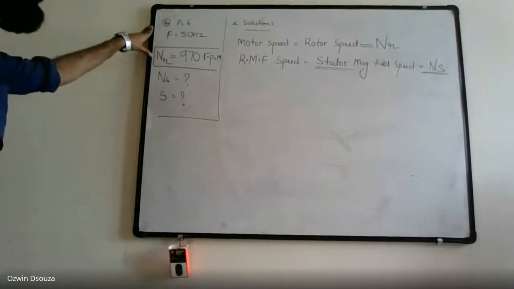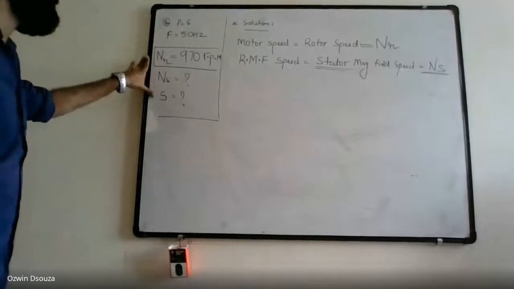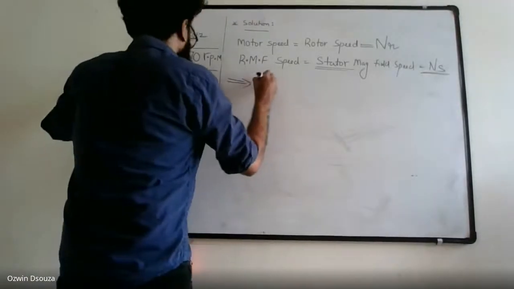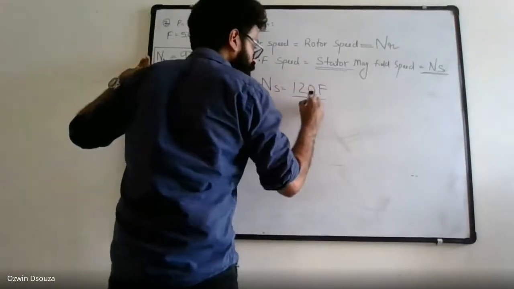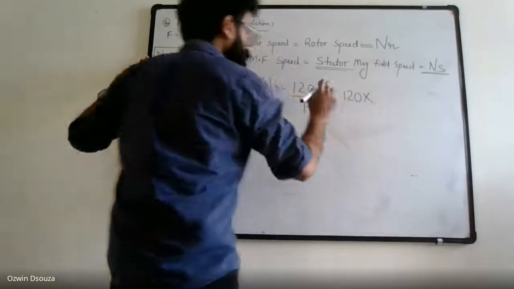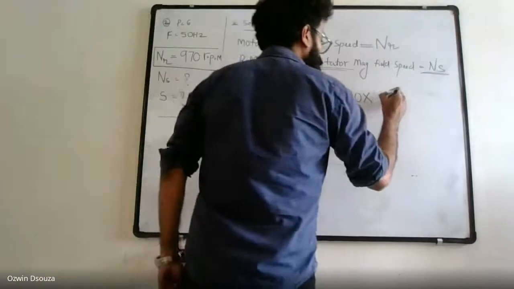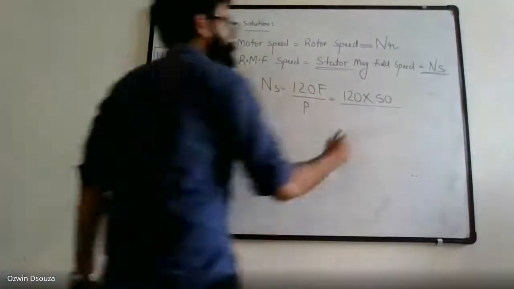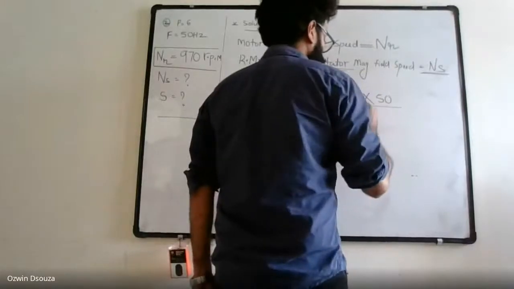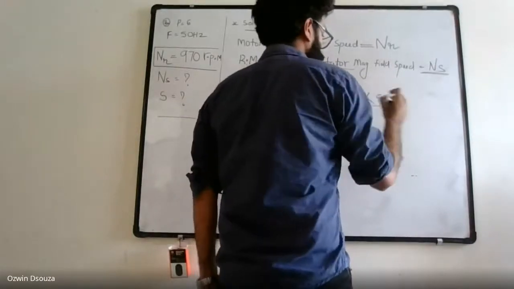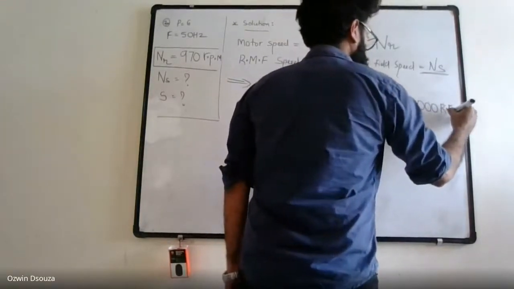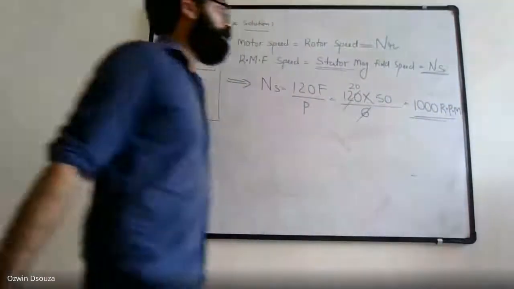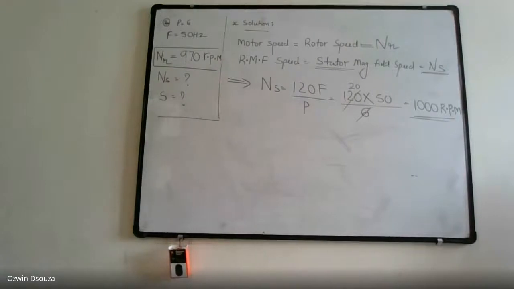So NR is given, and you need to determine NS and slip. Let's solve. NS is found using the formula 120 F divided by P, or 120 into F. What is F? Frequency, 50, divided by P. P is equal to 6. So I think it is 1000 RPM. So synchronous speed or RMF speed is 1000 RPM.